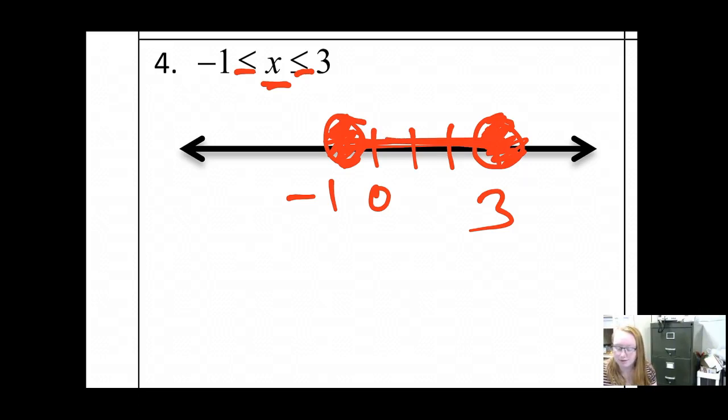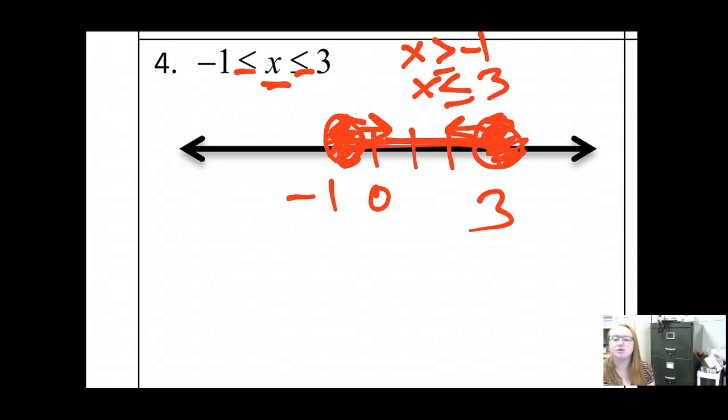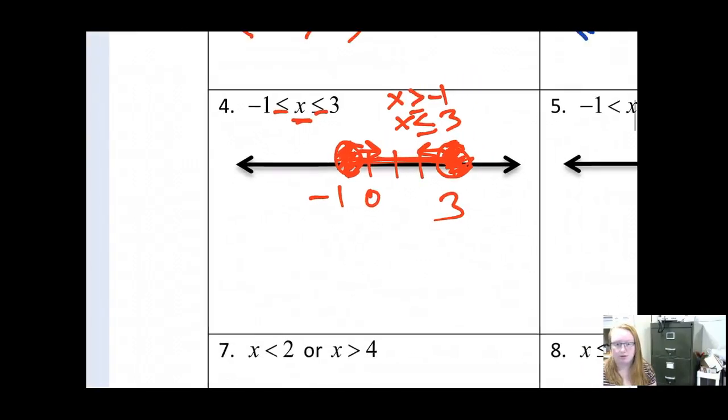Some teachers have you break this up into 2 different inequalities. And we talk about how that x has to go first in order to use that rule about the arrows. So some teachers have you do this. And so if they point towards each other, you're going to color the in-between part. Okay.